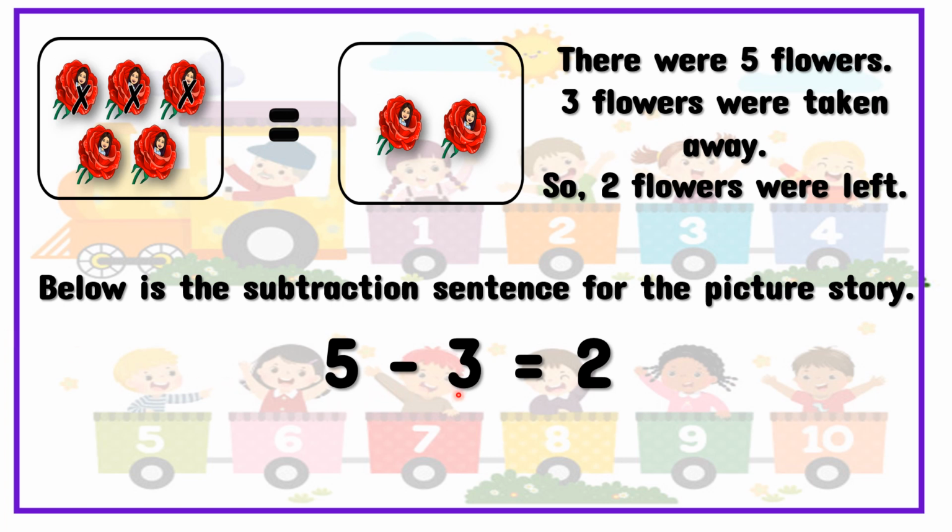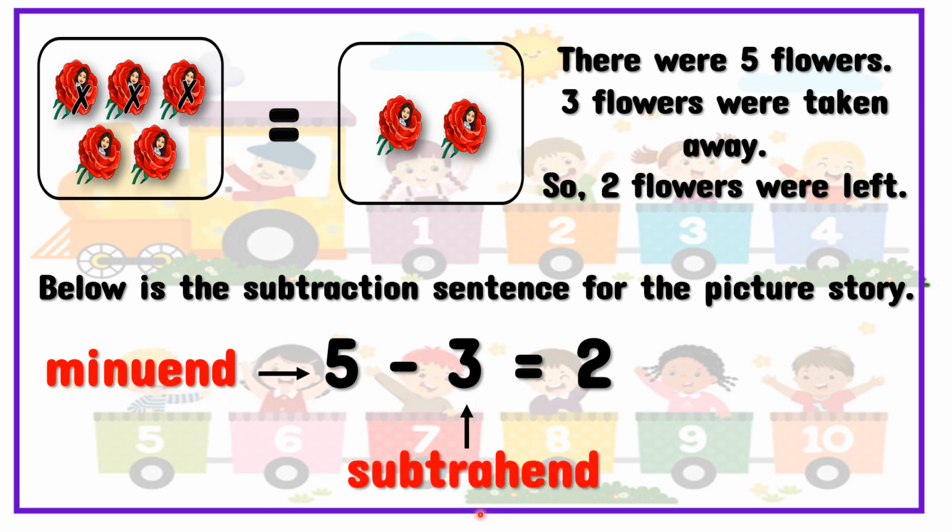5 minus 3 is equal to 2. 5 is the total number of flowers. 3 are the flowers that were taken away. And 2, the flowers that were left. 5 is called the minuend. 3 is called the subtrahend. And 2 is called the difference. So these are the parts of a subtraction: minuend, subtrahend, and difference.